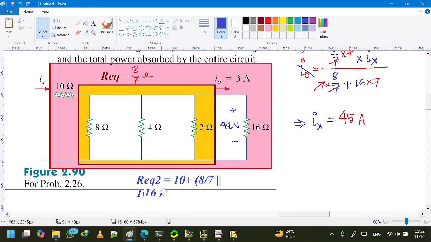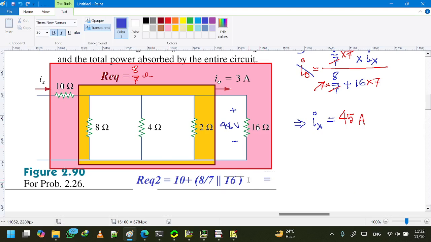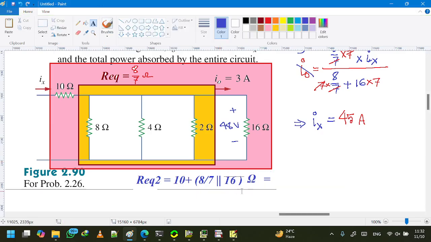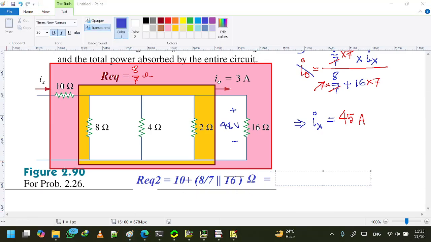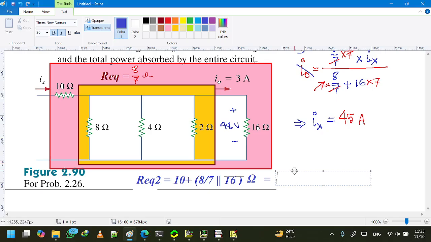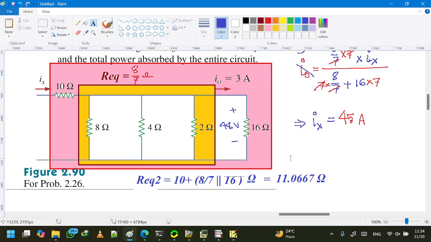So this is the R equivalent. Now after doing the calculation, this R equivalent is equal to, I forgot to write the unit before, 11.0667. So the unit is ohm. Okay, so R equivalent 2 is there.